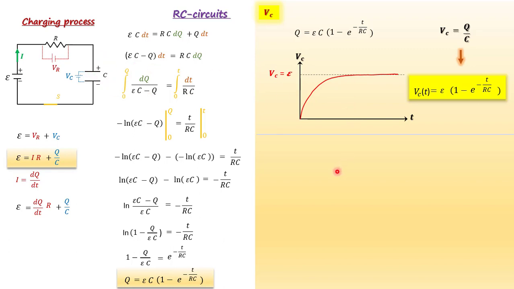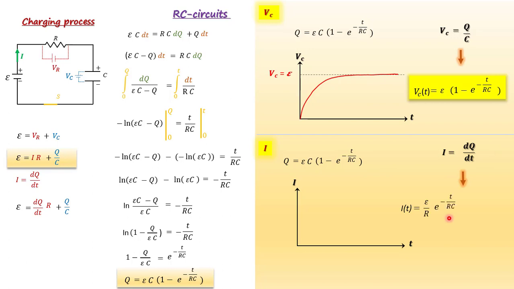Now for the current part, again, let's start with the main equation. So we already know that current is dQ over dt. And we just want to know what's going to happen to current as a function of time. So when you take the derivative of this charge with respect to time, you get the current as epsilon over R times e to minus t over RC.